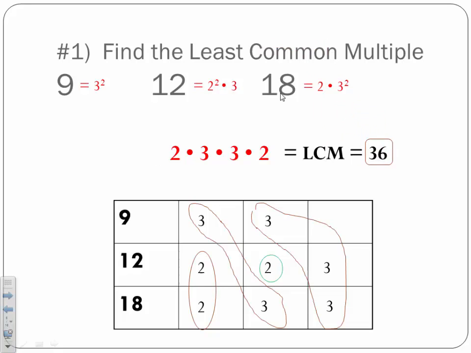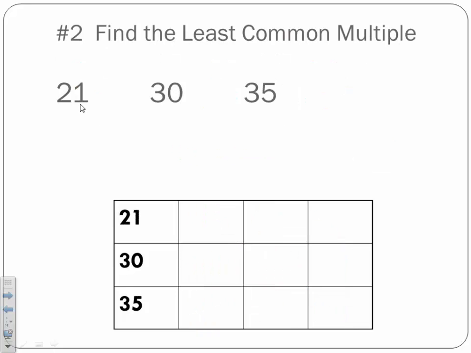Does 18 go into 36? Yep, twice. Does 12 go 3 times? Yes. 9 goes into 36 4 times. That is the smallest number, 36, that all 3 of these go into. Okay, try one on your own. So stop the tape, try it on your own.